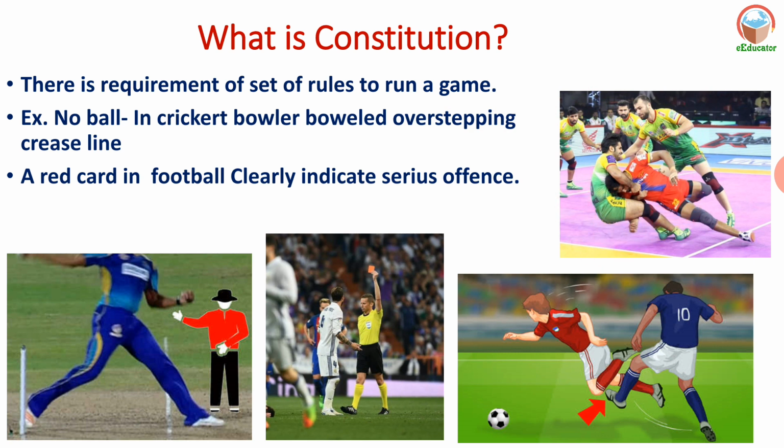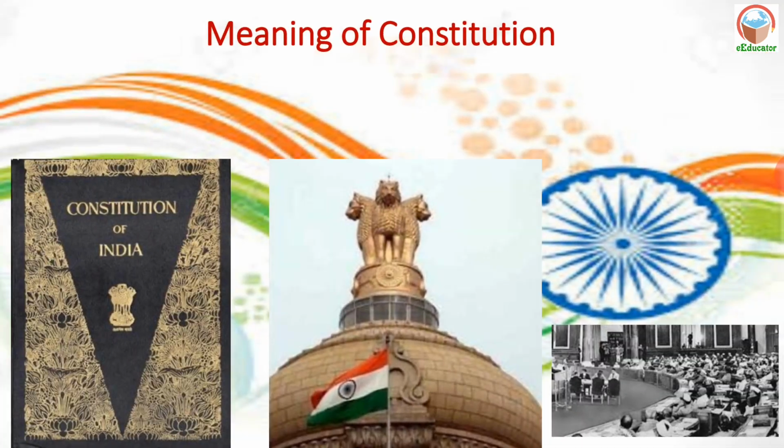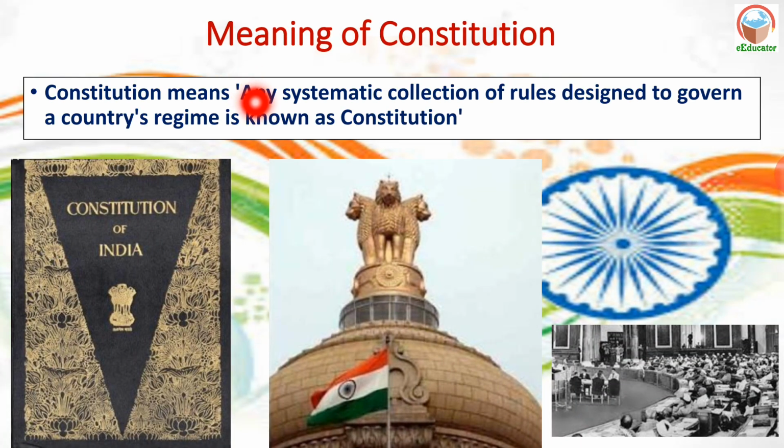To run a country, to administer the country, we also need a certain set of rules. So that is the meaning of a constitution. A constitution means any systematic collection of rules designed to govern a country's regime. Regime means the areas of a country. To administer and run a country, we need a certain set of rules. That set of rules is known as the constitution of a country, the Constitution of India for our country.